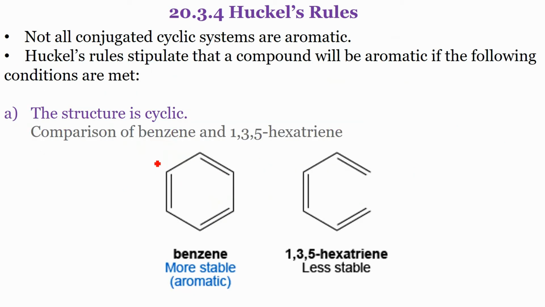So benzene is tested as a ring. Check. Is this a ring? Nope. Even though it has 6 pi electrons and sp2 carbons, it's not a ring. It's not to be considered.